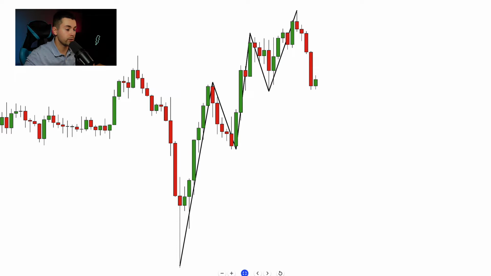You can see that right here, the market sets higher highs and higher lows. According to our rules, that is the classic example of the market trading in a bullish trend.